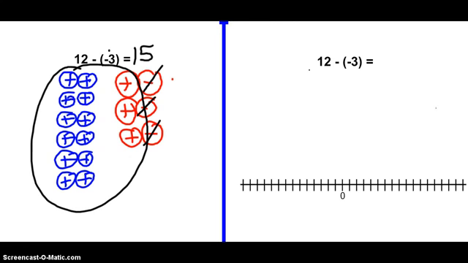Okay, let's try that on the number line. Let's start at 0. Remember, here's my subtraction sign, so these are my two numbers. First number is a positive 12, so we're looking in the positive direction, and we're going to walk 12. 1, 2, 3, 4, 5, 6, 7, 8, 9, 10, 11, 12. And we're going to stop there.